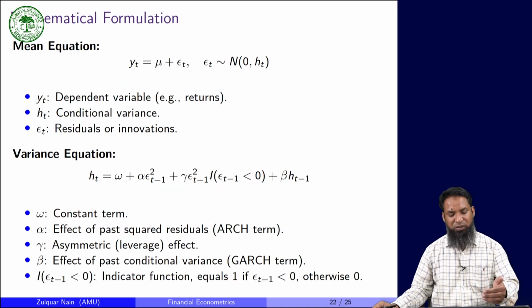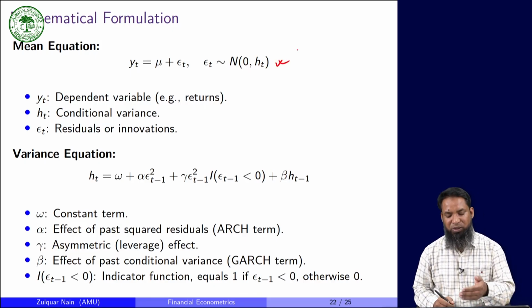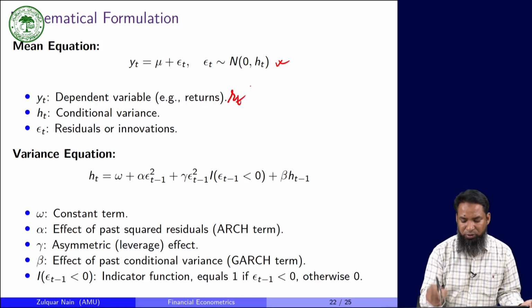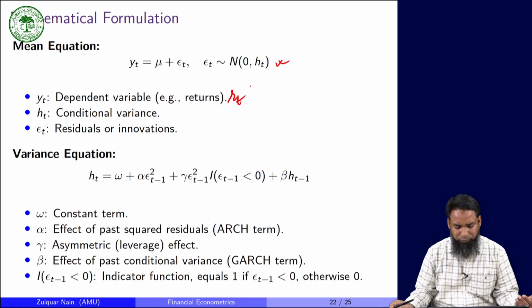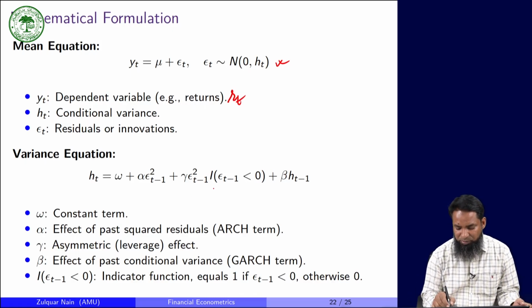So what is the formulation? We have this particular formulation. We have the mean equation, as usual, where y_t is mu plus epsilon_t. Here y_t is the dependent variable. It could be a return, so then we could write r_t. And in the variance equation, we have added this particular term.